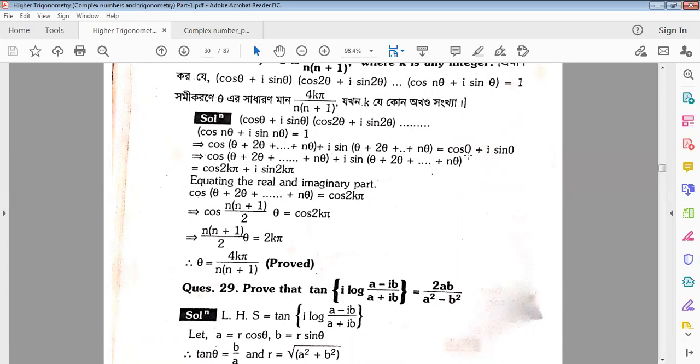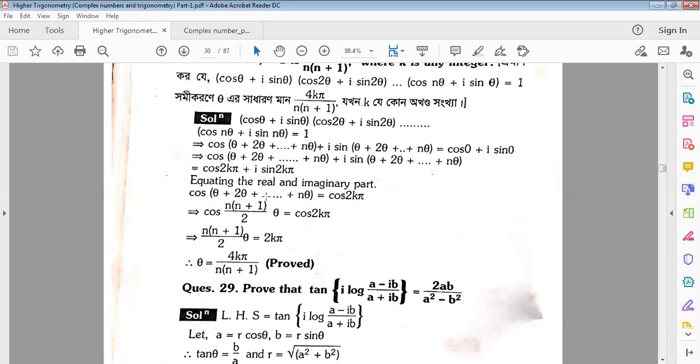Now equating the real and imaginary parts on both sides. The cos term in the left hand side is this, and in the right hand side the cos term is this. Equating cos, this one is which kind of series?